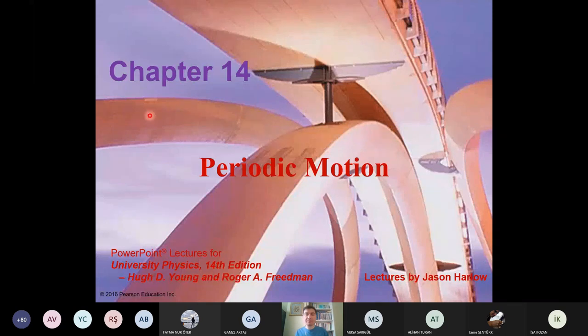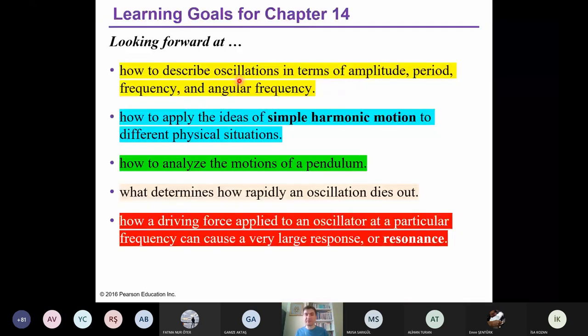Good morning, everybody. Today, we will continue with periodic motion. What we have within this chapter, we will describe the oscillations in terms of amplitude, period, frequency, and angular frequency. We will talk about the periodic motion. In addition to that, we will study the ideal cases, and we will learn how to apply the ideas of simple harmonic motion for different physical situations.